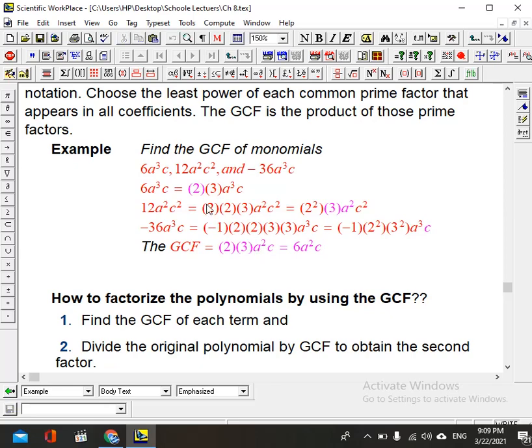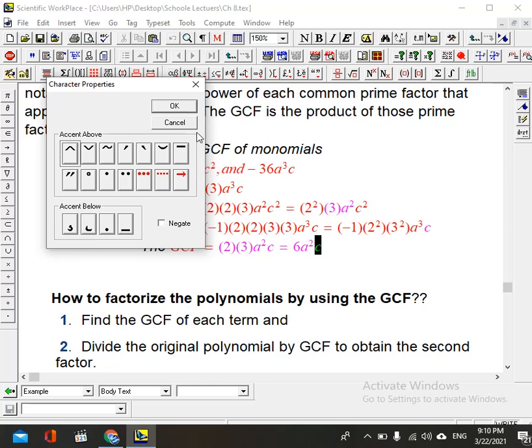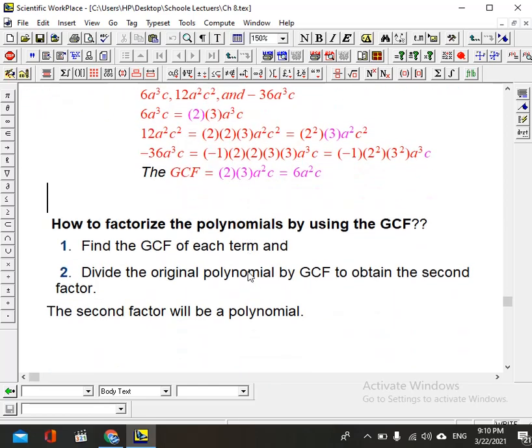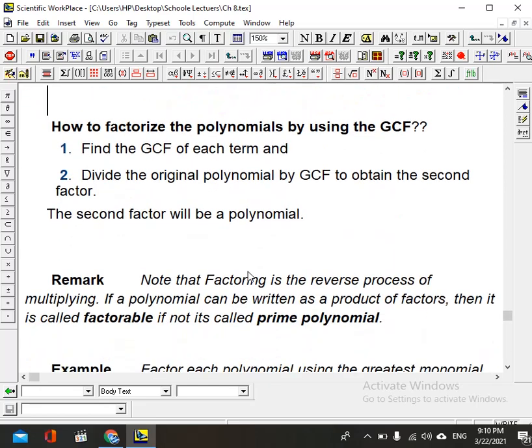These are the numbers. For the variables, the letters here, for a we have a cubed here, a squared here, a cubed here. So a is common, but I will take the lowest term, which is a squared. In the same manner, the variable c is common. So 2 times 3 is 6. 6a squared c is my greatest common factor. That is what we needed to find. We have already discussed that and taken an example about this.